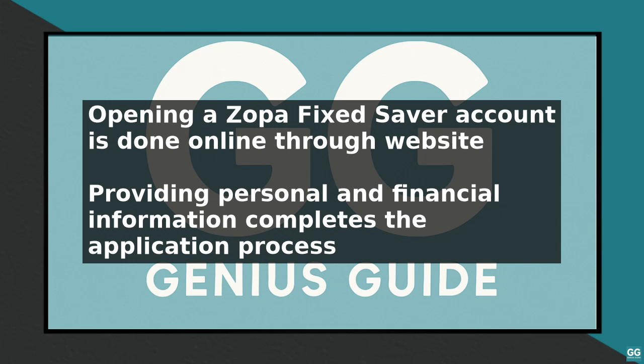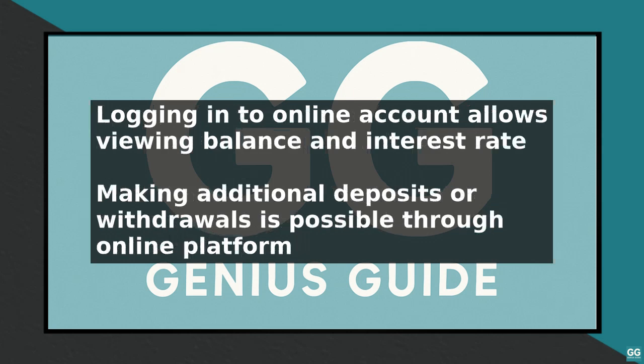First, you need to open a Zopa Fixed Saver account, which can be done online through the Zopa website. You will need to provide some personal and financial information to complete the application process. Once your account is open, you can deposit money into it, which will then start earning interest.